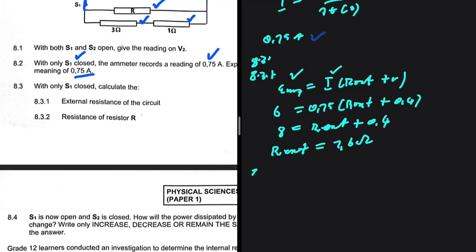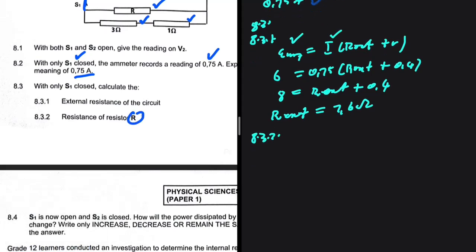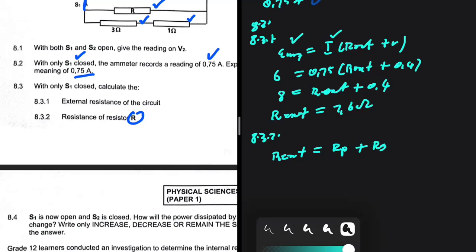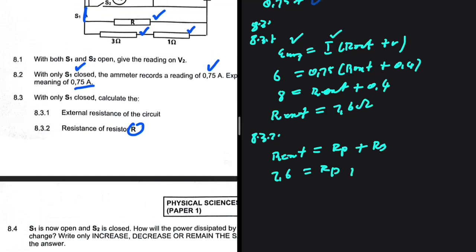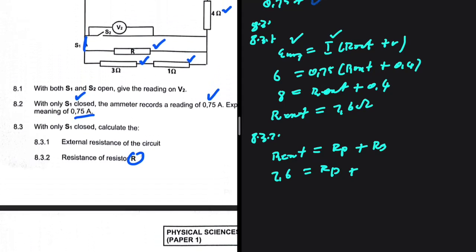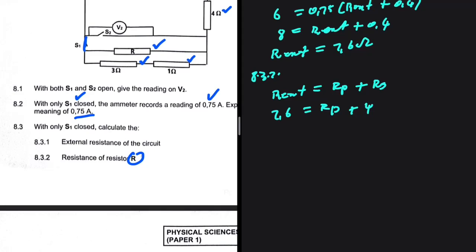8.3.1. What about 8.3.2? We're looking for the resistance of resistor R. Well, we just calculated R external. We know that R external is equal to RP plus RS, the resistance in parallel plus the resistance in series. So R external, that is 7.6. RP is what we're going to use to find the resistance of resistor R, plus RS, the resistor in series, that is 4 ohm. So if we rearrange this and make RP the subject of the formula, we're going to get 7.6 minus 4. So RP is equal to 3.6 ohm.